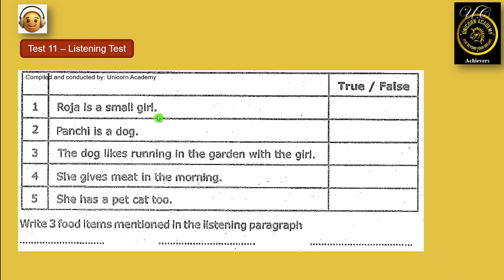Roja is a small girl. False. Panji is a dog. False. The dog likes running in the garden with the girl. True. She gives meat in the morning. True. She has a pet cat too. False. Write 3 food items mentioned in the listening paragraph: milk, meat, and fish.